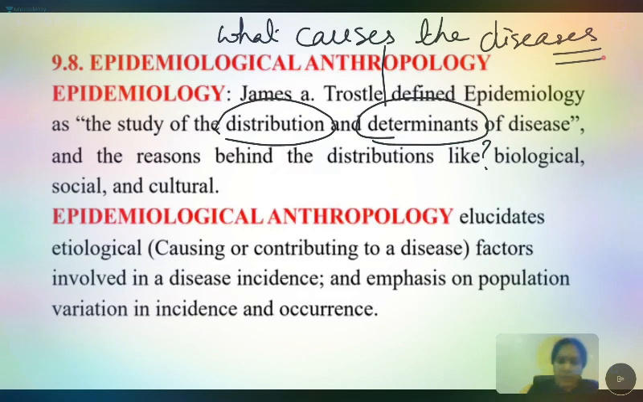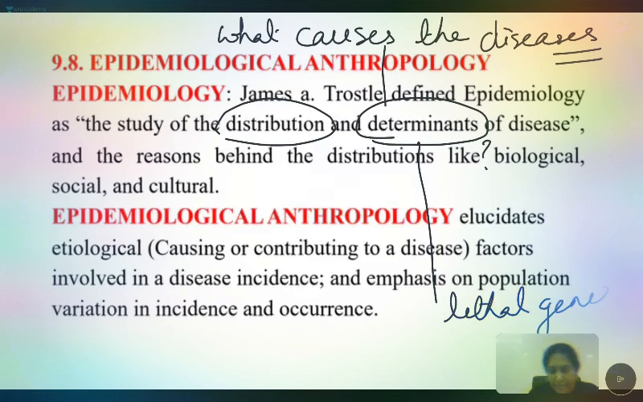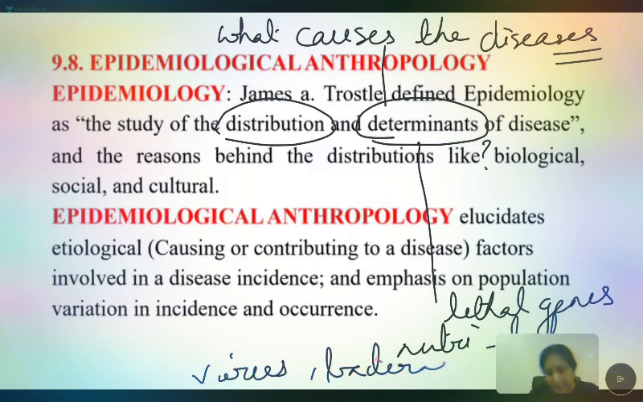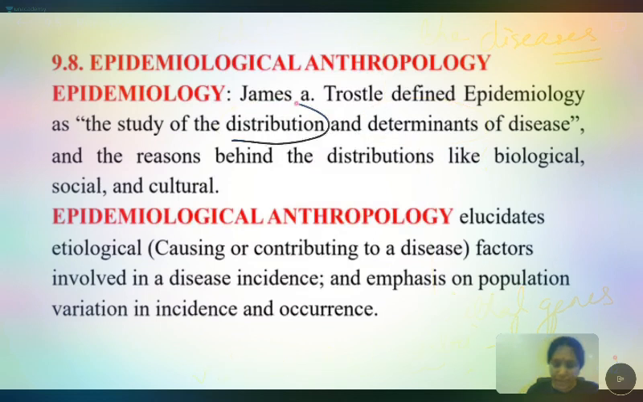For example, malnutrition can cause disease, agreed? Malnutrition, pathogens, some genes, lethal genes. So determinants can be some lethal genes or nutritional deficiency or some pathogens like virus, bacteria, fungi, etc. Right now the determinant is COVID-19, isn't it? SARS-CoV-2, that is the presently talked about determinant. And distribution means what? First answer this question.